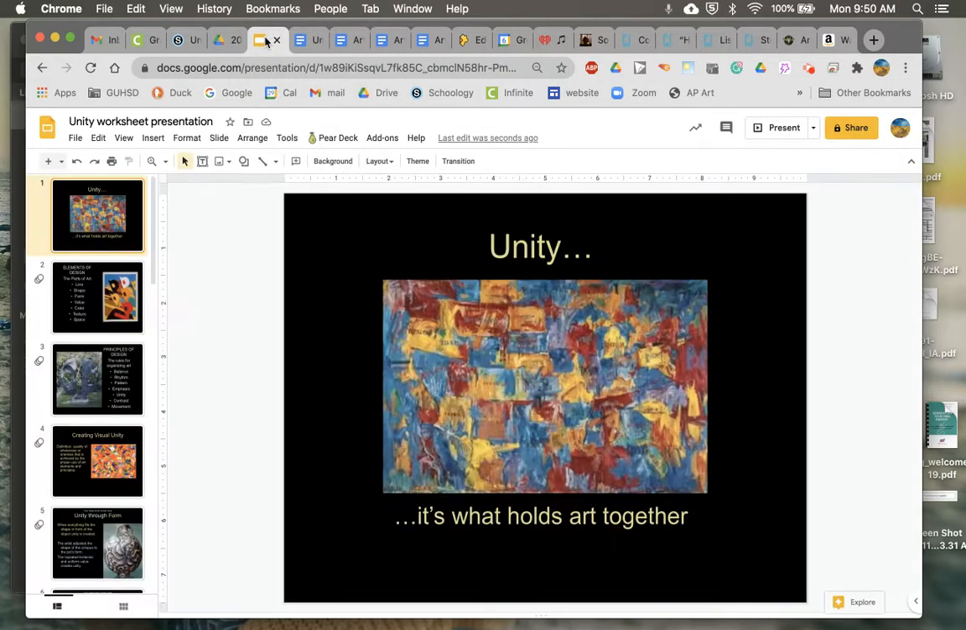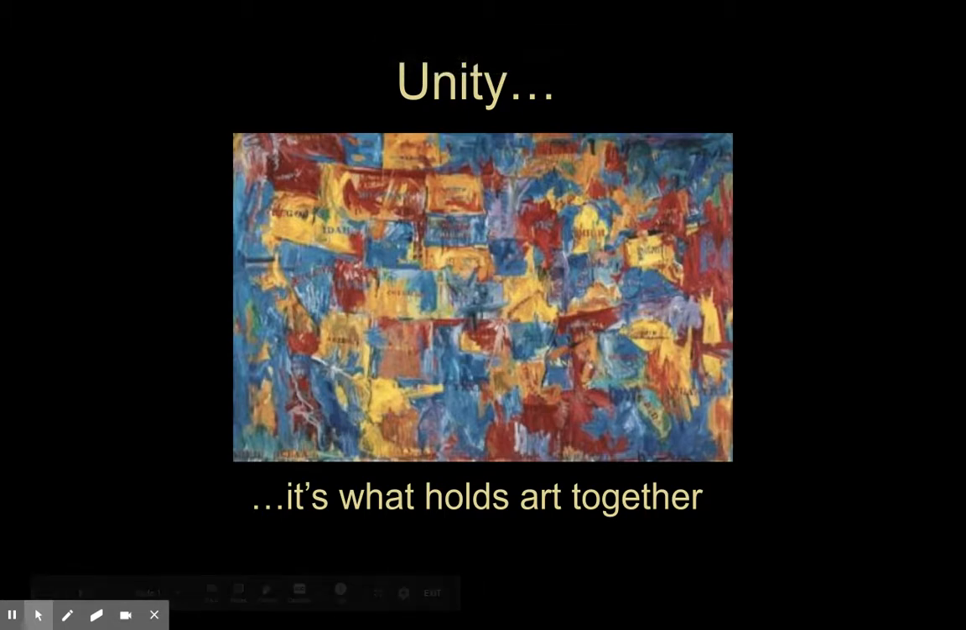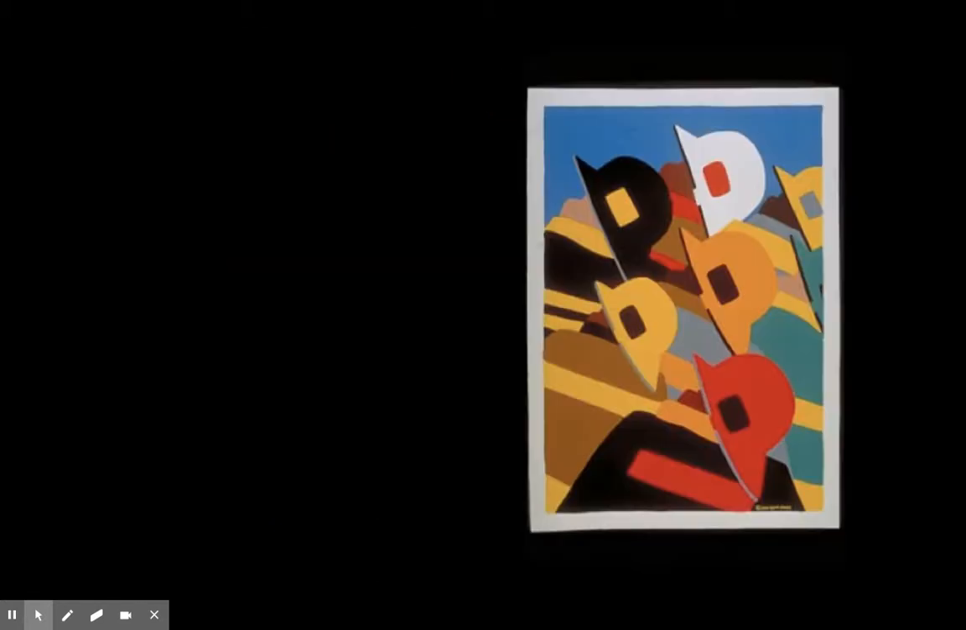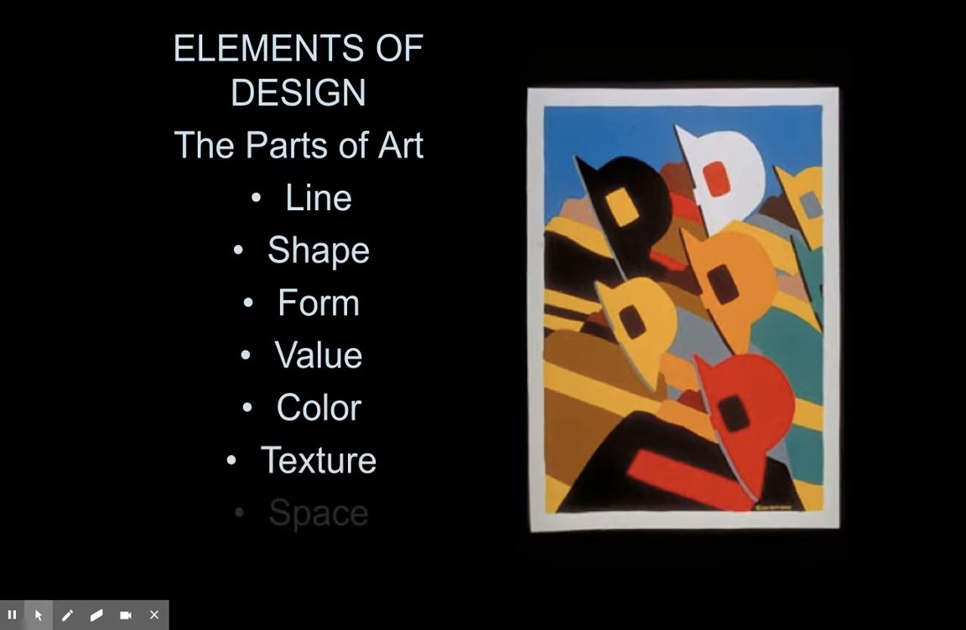We're gonna look at a presentation here on unity. And the term unity is another one of the principles of design or principles of art. And basically, unity is what holds art together. There are things that can affect unity, and one of them is the elements of design, right? The parts of art: line, shape, form, value, color, texture, space. We learned all of these, I think, during first semester.